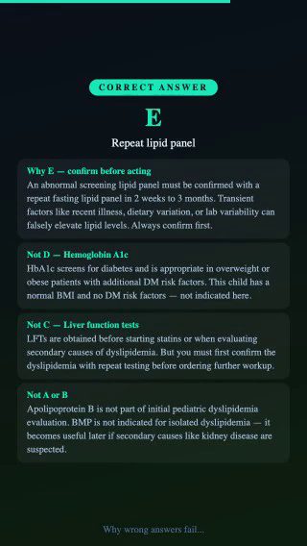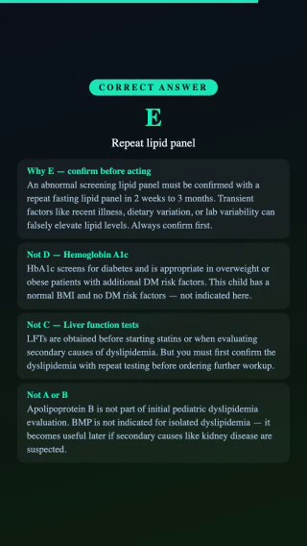HbA1c is not indicated. Liver function tests are obtained before initiating pharmacologic therapy such as statins, or when evaluating suspected secondary causes of dyslipidemia such as hepatic disease. However, you must first confirm the dyslipidemia before ordering any of these. Apolipoprotein B is not part of the standard initial evaluation of pediatric dyslipidemia. Basic metabolic panel is not indicated for isolated dyslipidemia.